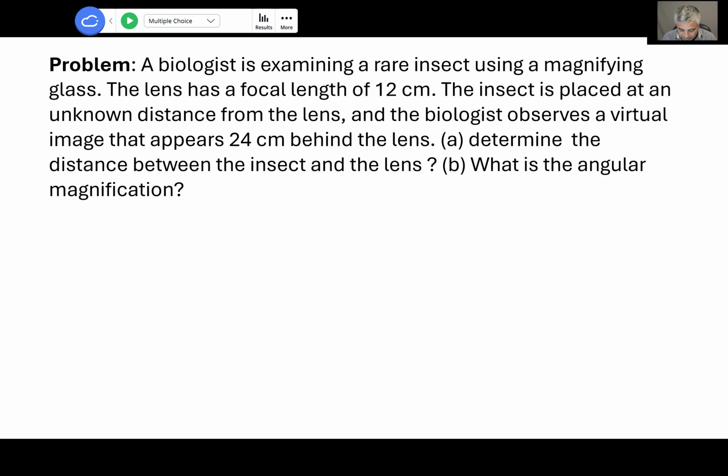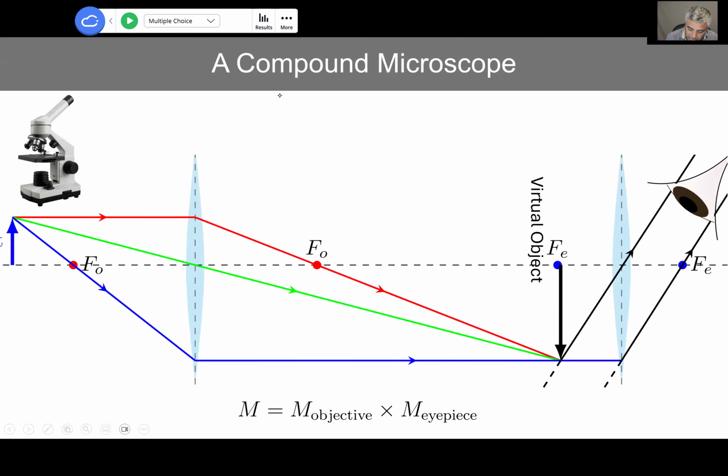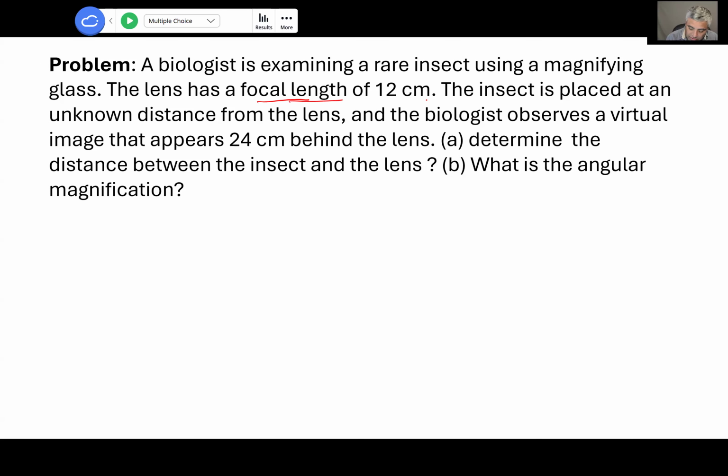So there is this problem. A biologist, like many of you, is examining a rare insect using a magnifying glass. The lens has a focal length of 12 centimeters. We denote focal length by lowercase f, and it is 12 centimeters. A magnifying glass uses a converging lens, also called a convex lens, so it has a positive focal length. That we have to have in our head.